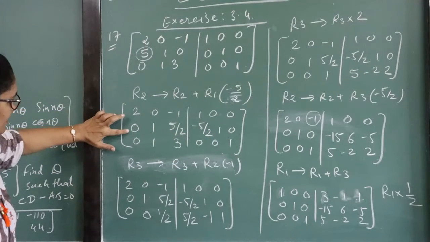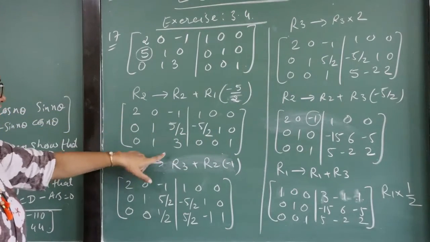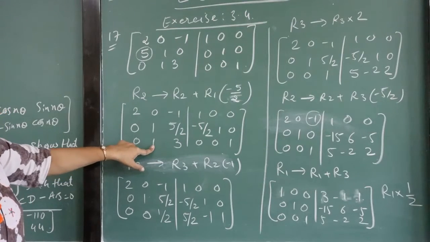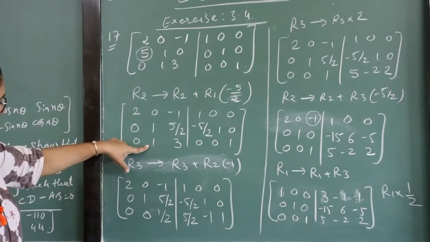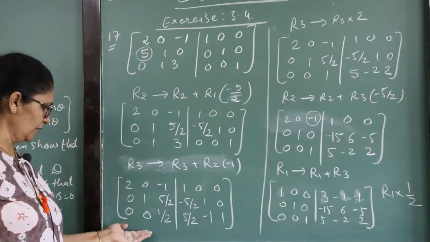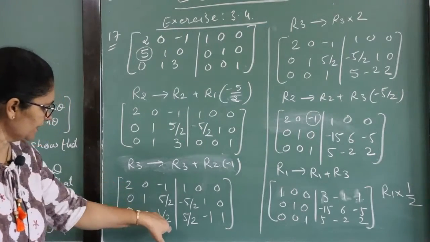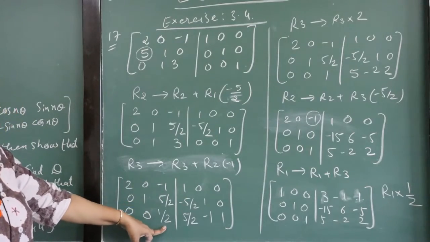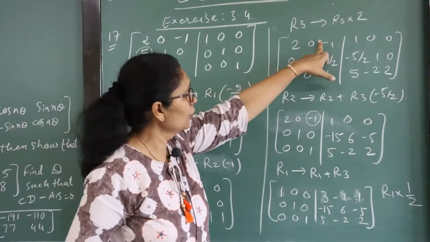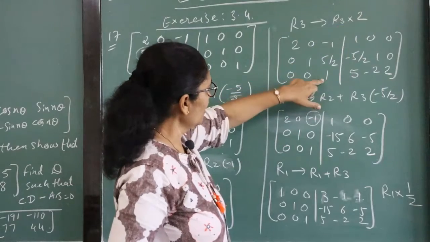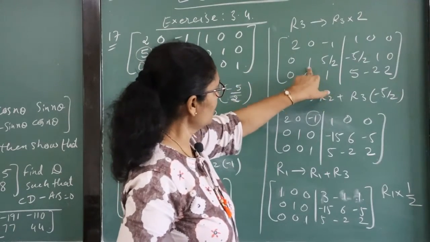Now after getting this term 0, what do you have to do? We have to make this term 0. So we directly subtract the second row from the third, and you get this 3 0. We want only 1 1 1 as the principal diagonal. So here we have half, so we multiply it by 2. When you multiply it by 2, you get this 1 1.